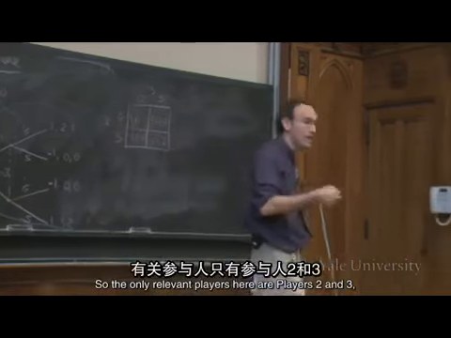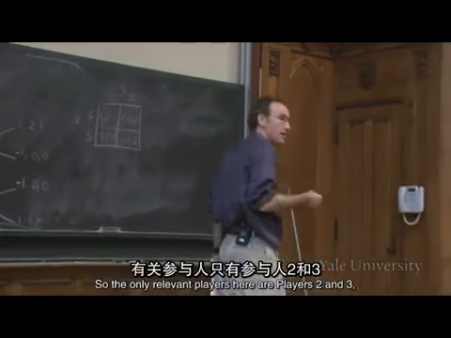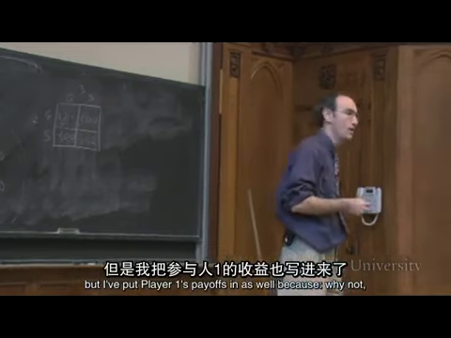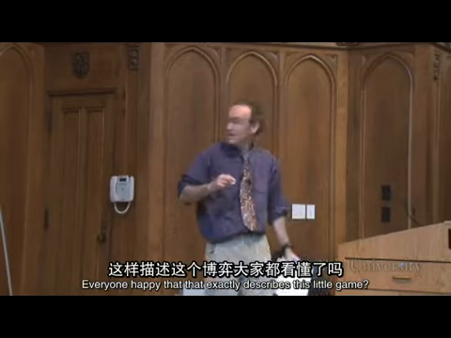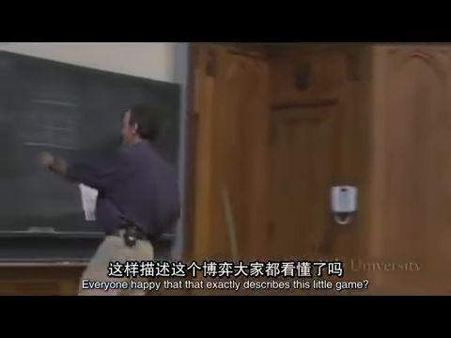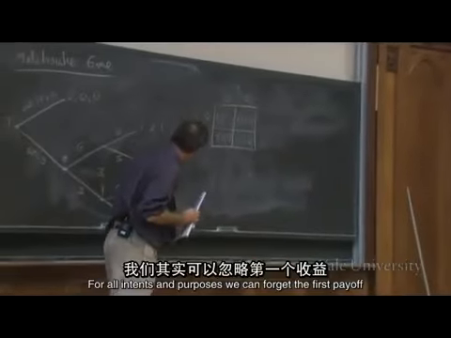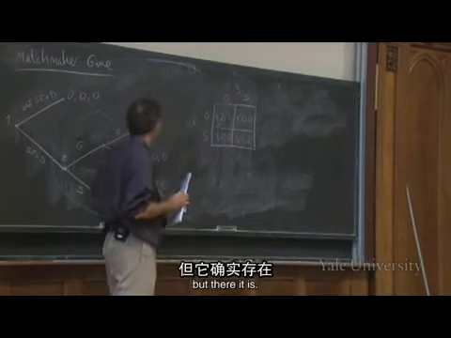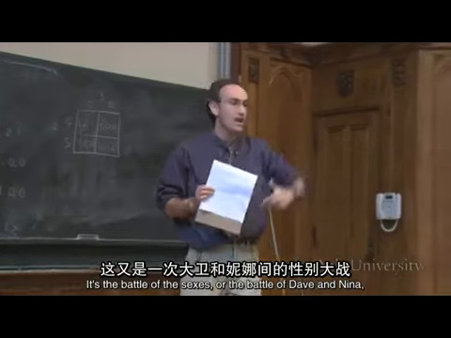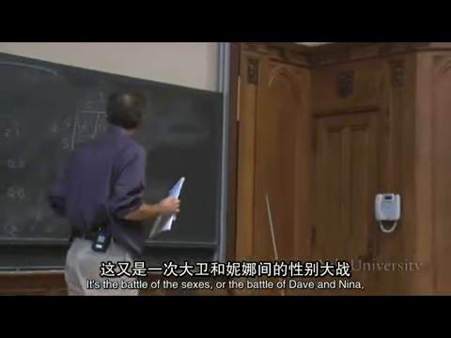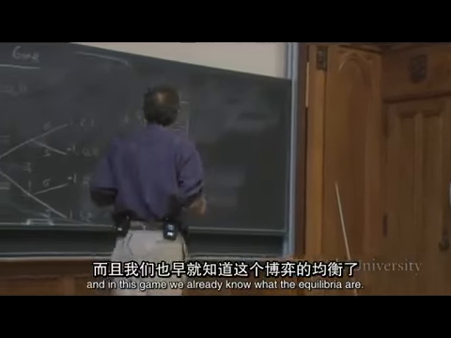All right, so the only relevant players here are players 2 and 3, but I've put player 1's payoffs in as well, because why not? Why not just keep track of them? Okay, everyone happy that that exactly describes this little game? All right, for all intents and purposes, we can forget the first payoff, but there it is. All right, and this is a game we've seen many times so far. It's the battle of the sexes, or the battle of Dave and Nina, and in this game, we already know what the equilibria are.